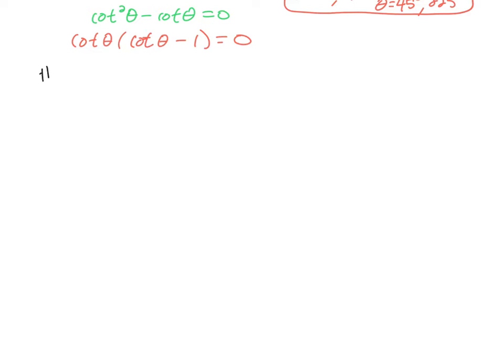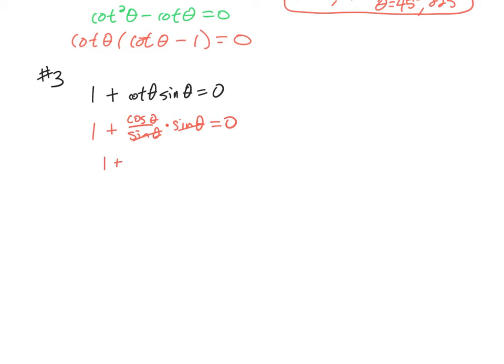Okay, so number 3 is going to be the equation 1 plus cotangent theta sine theta equals 0. So we have two trig functions here. How we simplify this will be, because cotangent is going to be written as cosine over sine. Cotangent is cosine over sine. That's its identity. And so those will both cancel out. When we multiply, we have 1 plus cosine theta equals 0, which gives us cosine theta equals negative 1. We subtract the 1 on both sides.